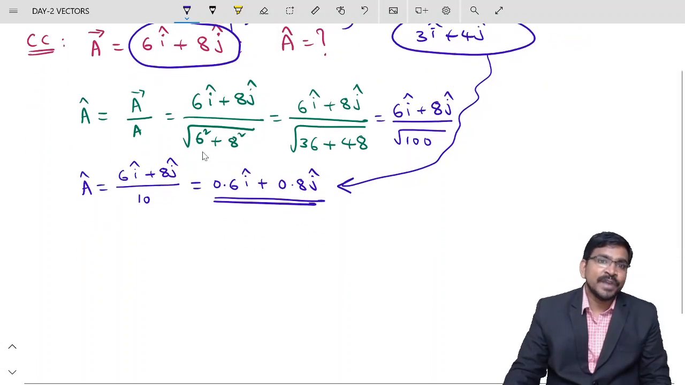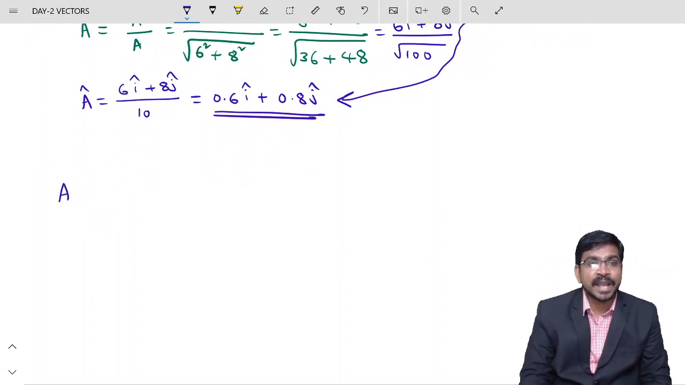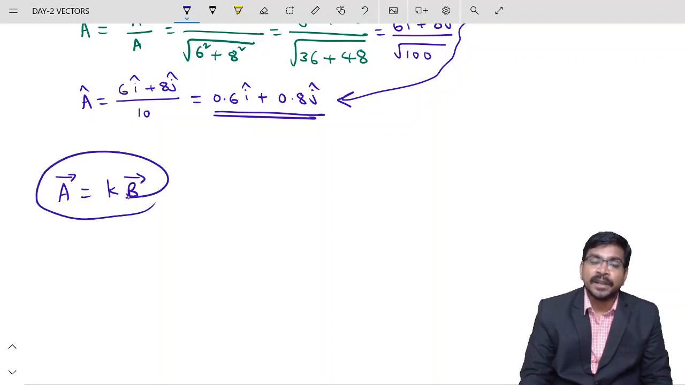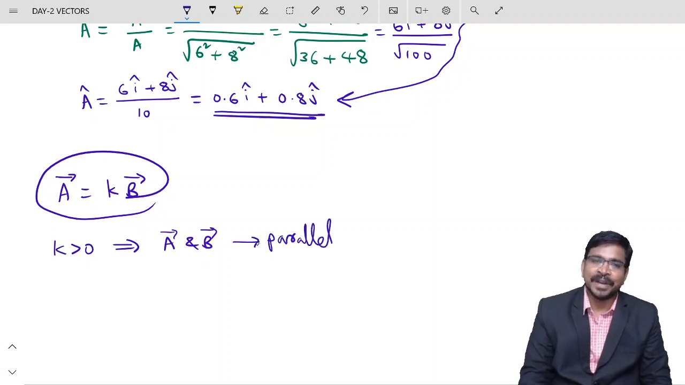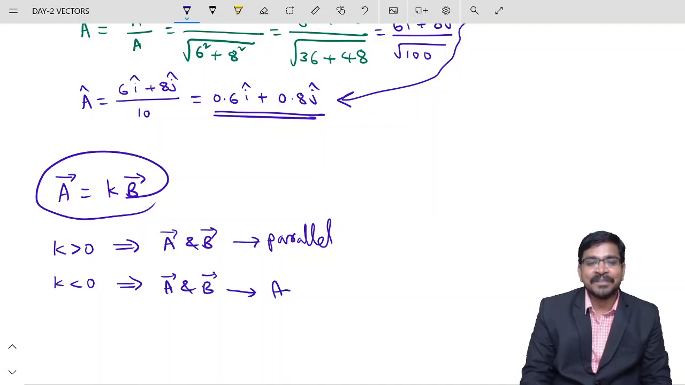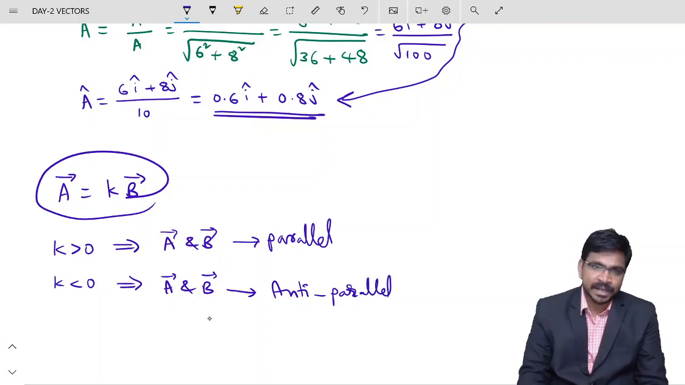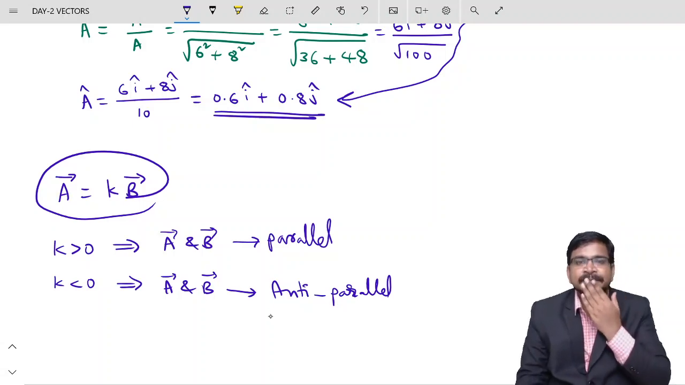So if any two vectors are represented such that A is a certain constant k times B, and if k is greater than 0, then A and B are called parallel vectors. If k is less than 0, then A and B are called anti-parallel vectors. That means opposite vectors, right?